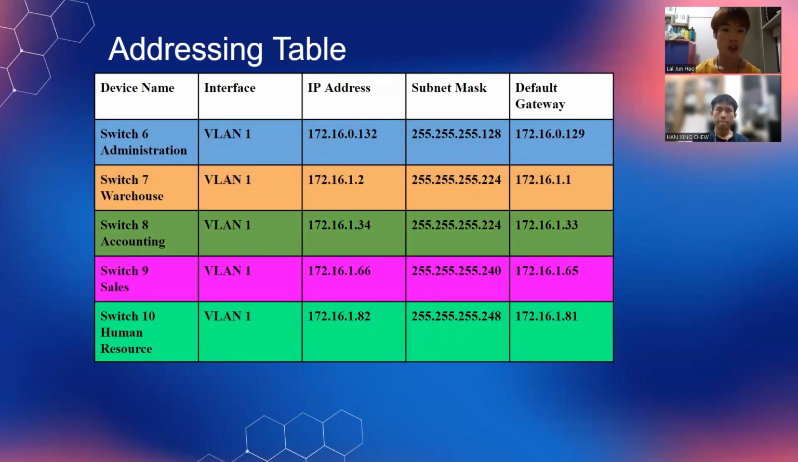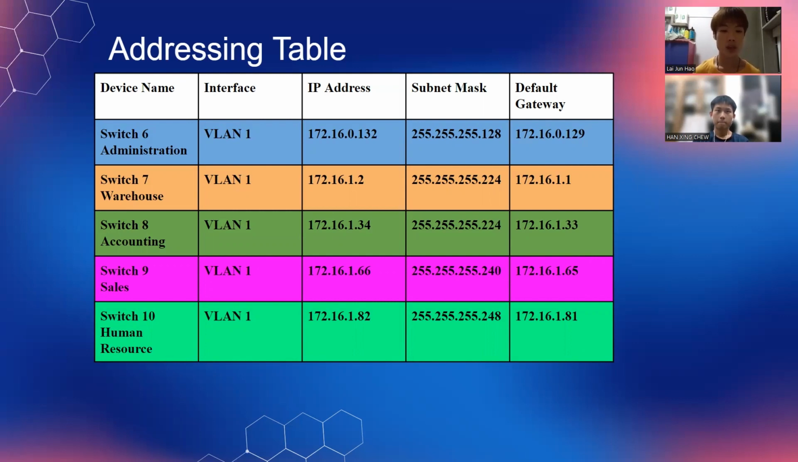The next switch, in the warehouse, is switch 7, and we use VLAN 1 as the interface. The IP address is 172.16.1.2 and the subnet mask is 224. The default gateway is 1.1. The accounting department, with switch 8, also uses VLAN 1 as the interface. The IP address is 1.34 and the subnet mask is 224. The default gateway we use is 1.33.